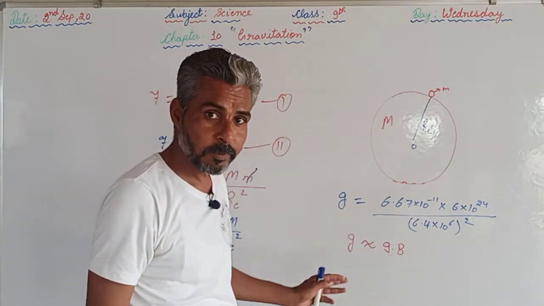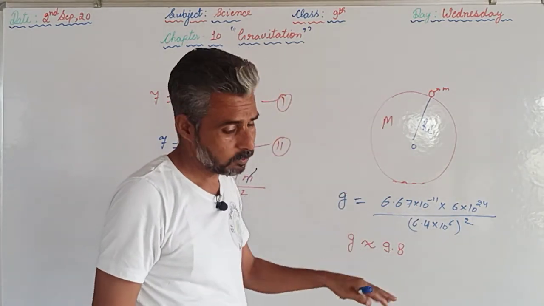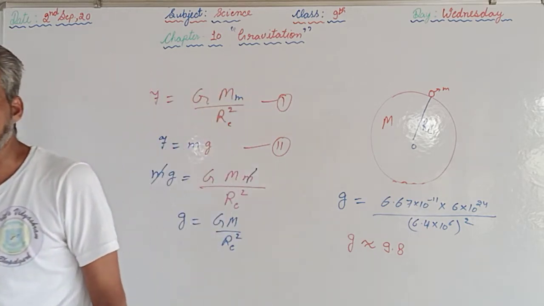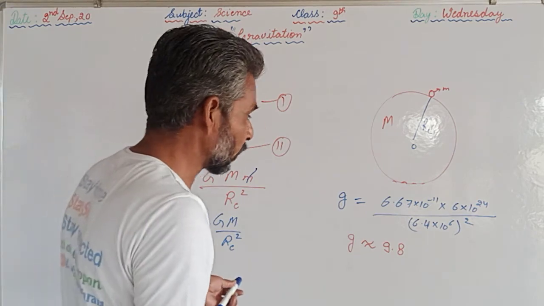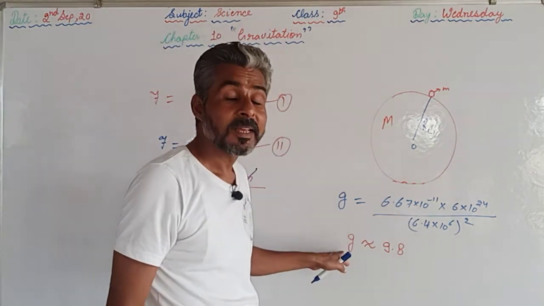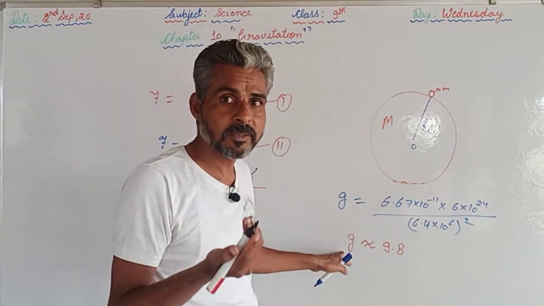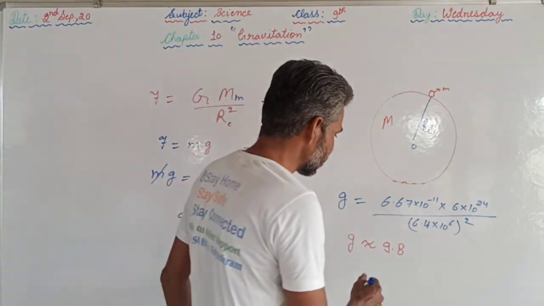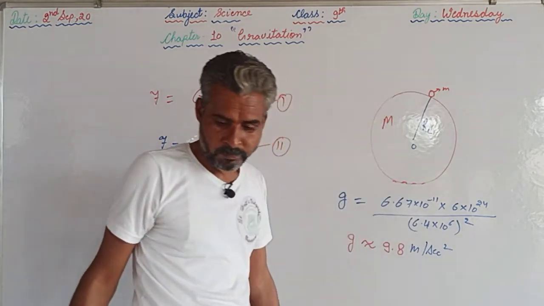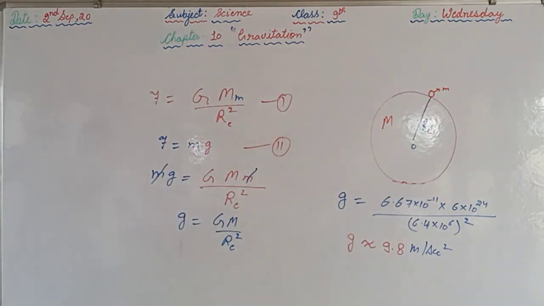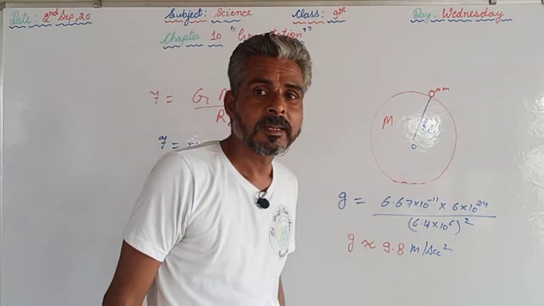And what will be the units? In physics you need to be careful regarding the units. If you are not writing the units, then you will lose some of the marks. g is acceleration due to gravity, meaning that it is acceleration only. So what are the units of acceleration? That is meter per second square. So the value of small g is 9.8 meter per second square, and the value of capital G is 6.67 into 10 to the power minus 11.